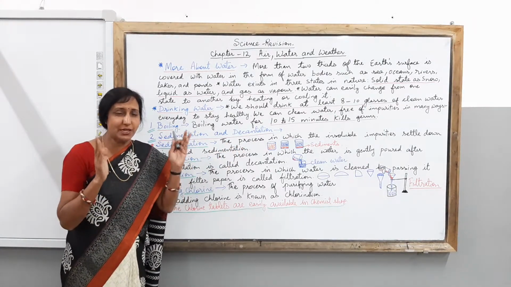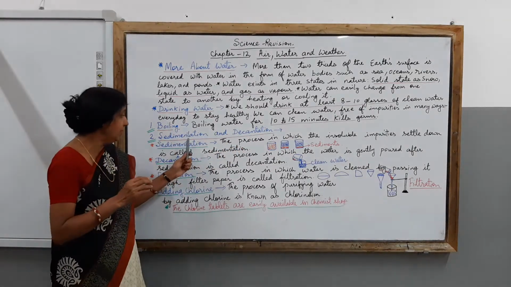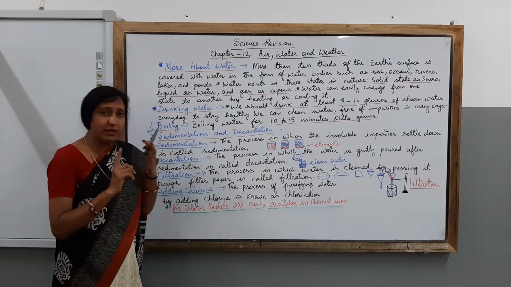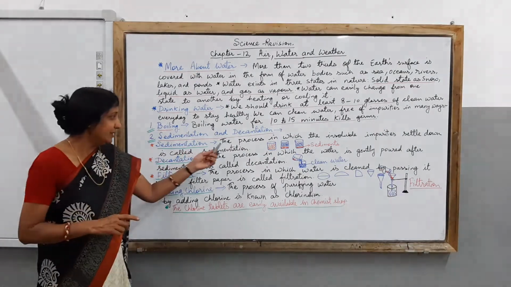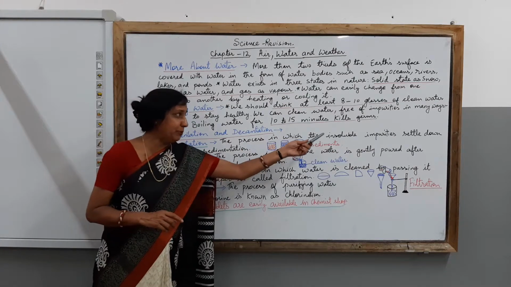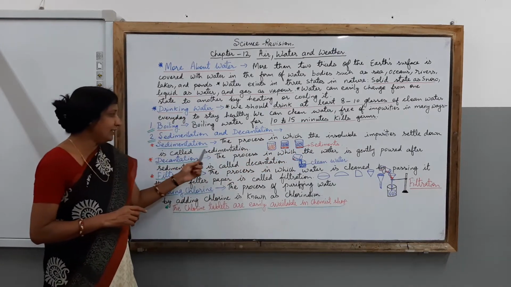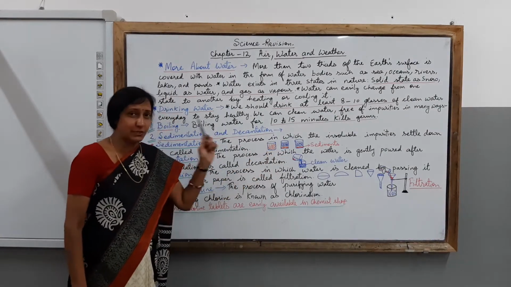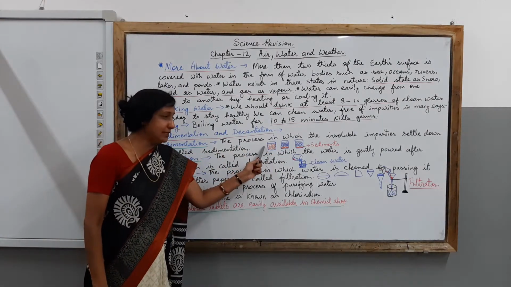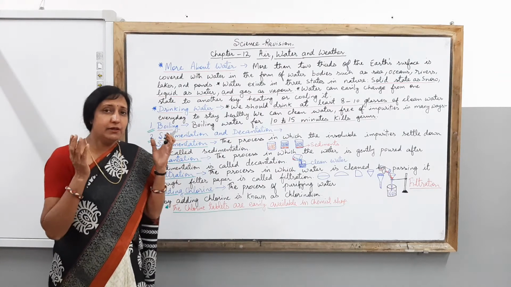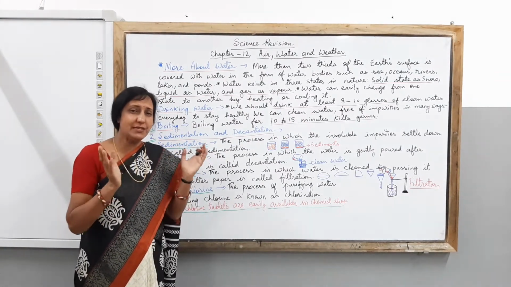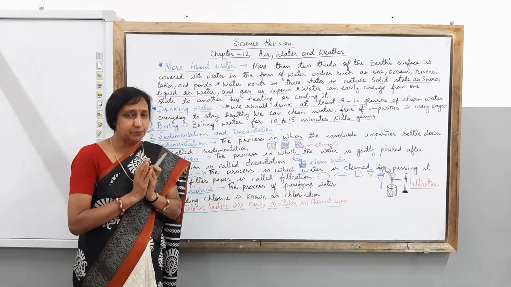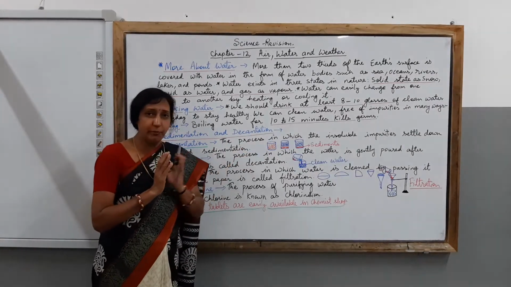Let us try to understand what is sedimentation and decantation, children. The first thing we will learn is what is sedimentation. The process in which the insoluble impurities settle down is called sedimentation, children. Remember this. As I have drawn the diagram here, just focus on it. Here, children, you can see a container having impurities in it which are unsettled. They are unsettled and they are insoluble impurities.